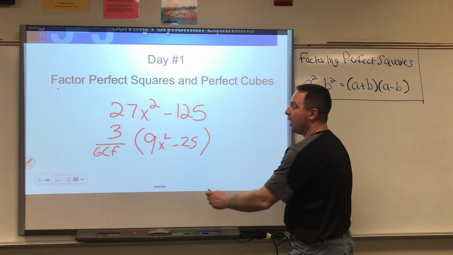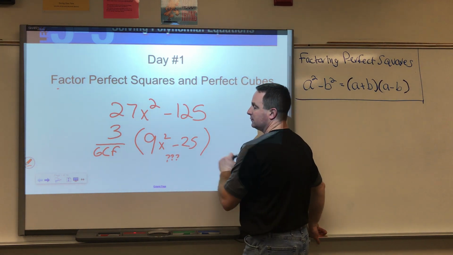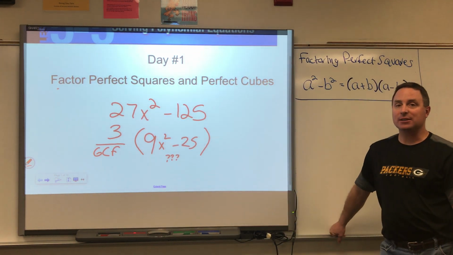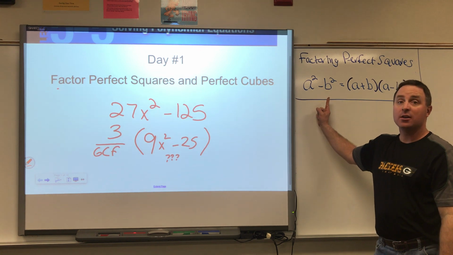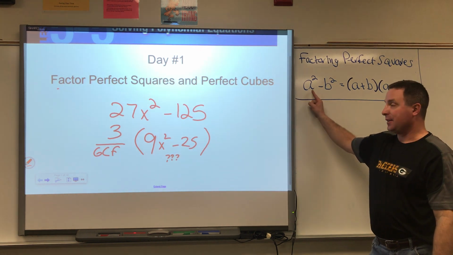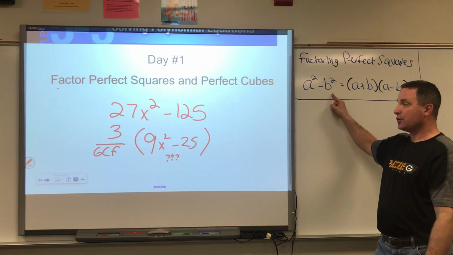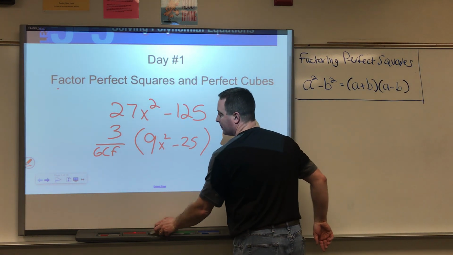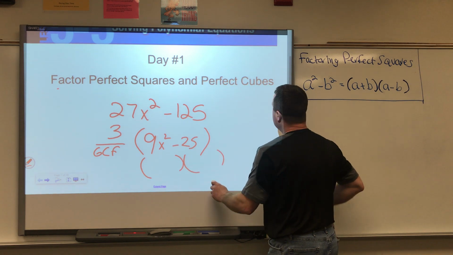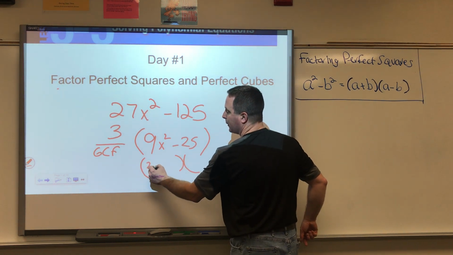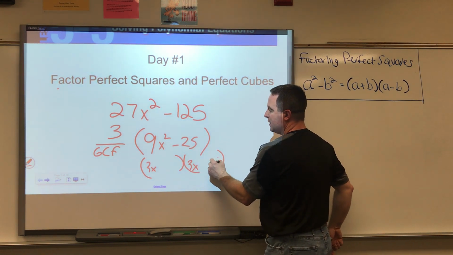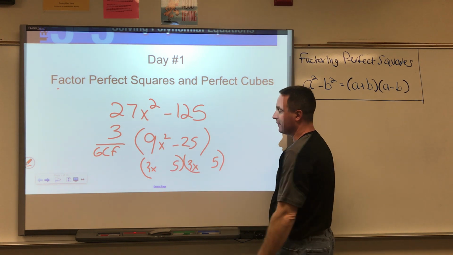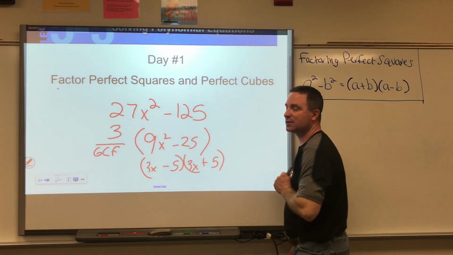Okay? And now let's look at what I have left over here. 9x squared minus 25. Can that go one step further? I think 9's a perfect square. 25's a perfect square. I think we can factor this one more time. If I use this little pattern here, I get a 3x and a 3x. The square root of 25 is 5 and 5. One is plus, one is minus.